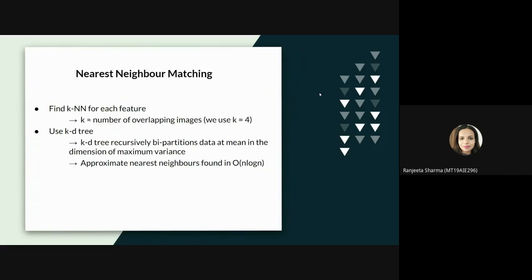Next comes nearest neighbor matching. Since multiple images may overlap, each feature is matched to its k nearest neighbors. Here in this paper, the authors have used k equal to 4. Also, a KD tree has been used, which recursively bipartitions data at the mean in the dimension of maximum variance. The time complexity of the entire process is order of n log n.